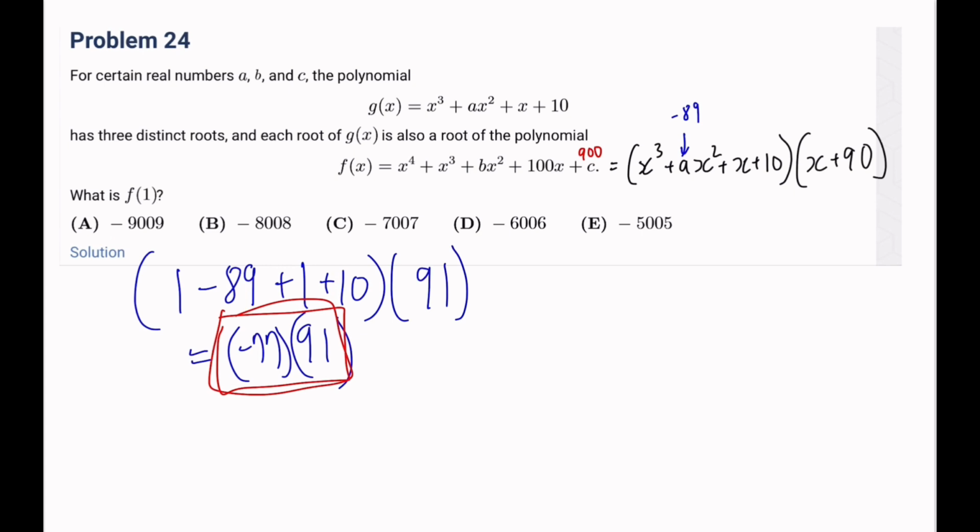calculate this. Because you see, the units digits of both multiplied, this gives 7. So that means that the units digit of the answer is also going to be 7. And the only answer choice with the units digit of 7 is C. So the answer is C.